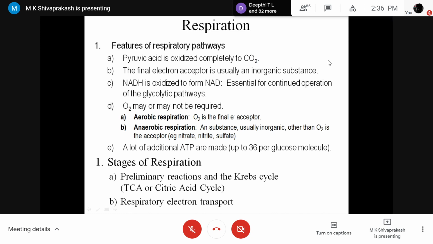Whereas in respiration, the end product of the glycolytic pathway enters the next cycle, the Krebs cycle. It is called the Krebs cycle, TCA cycle, tricarboxylic acid cycle, or citric acid cycle. It is called the citric acid cycle mainly because the first visible product produced in this Krebs cycle is citric acid. This citric acid is produced from pyruvic acid.